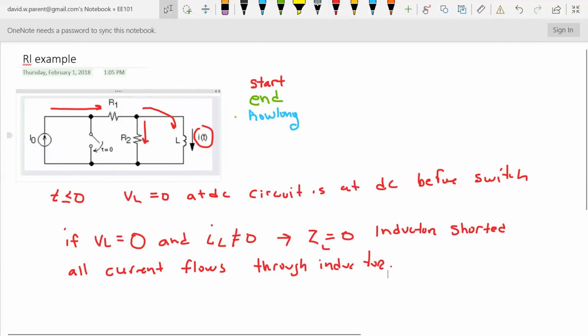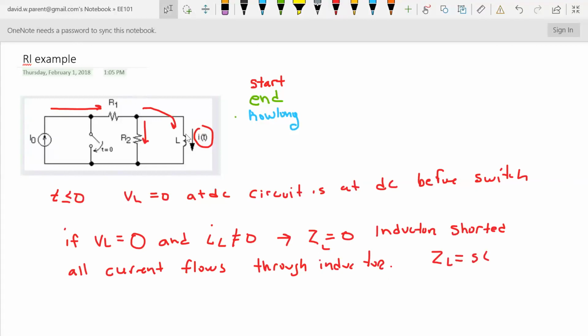Right. So if this is shorted, VL is 0, but the current isn't 0. Well, the only way that happens is it is a short from the impedance, right? ZL equals sL. If we set s equal to j omega, then the impedance is 0. So I have a zero impedance in parallel with non-zero. All of the current is going to go through that. So it starts off there.